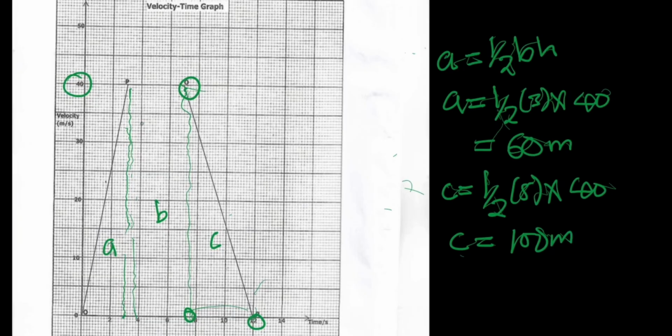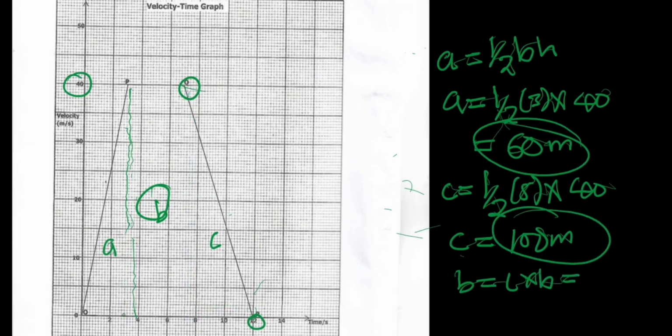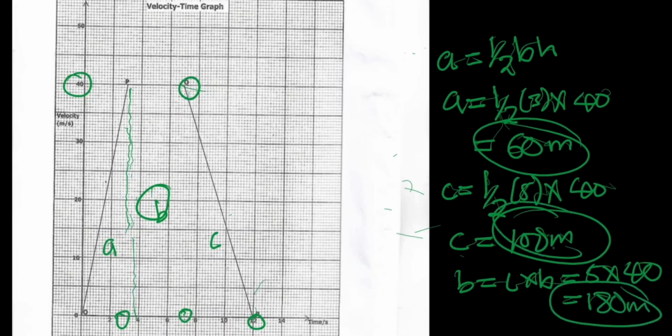And now we can find the area of B. So the area of B is simply L times B. So between 3 and 7, you're going to have 5. So this is 5 times 40, which is the height. So this is going to give us 180. So 180 plus 100 is 280 plus 60 is going to be 340 meters. So this is the total distance traveled by this motorcycle.